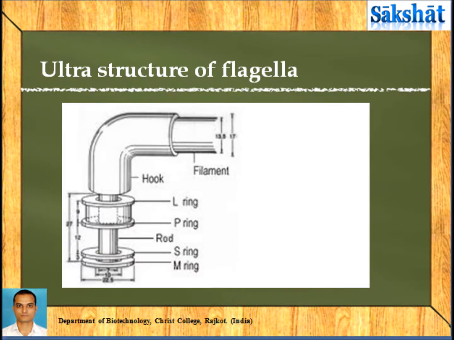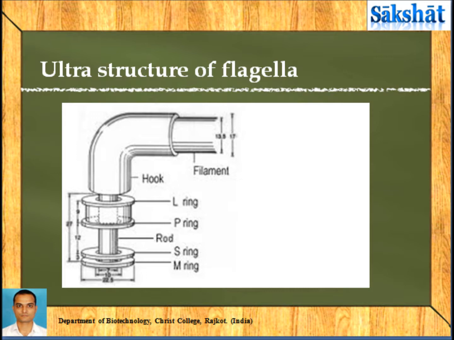Ultrastructure of a flagellum. It consists of three parts: filament, basal body, and hook. The filament is the longest portion extending from the cell surface. The basal body is the part which is embedded in the cell body, while the hook is the curved part which connects the filament to the basal body. The basal body is the most complex structure of the flagellum.